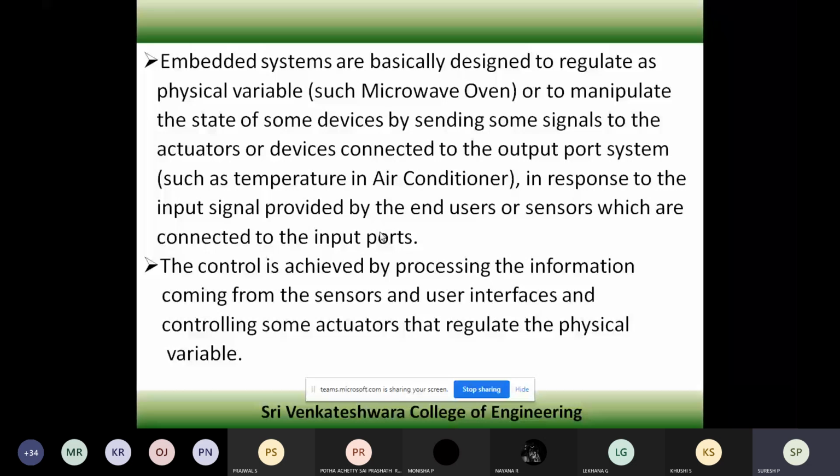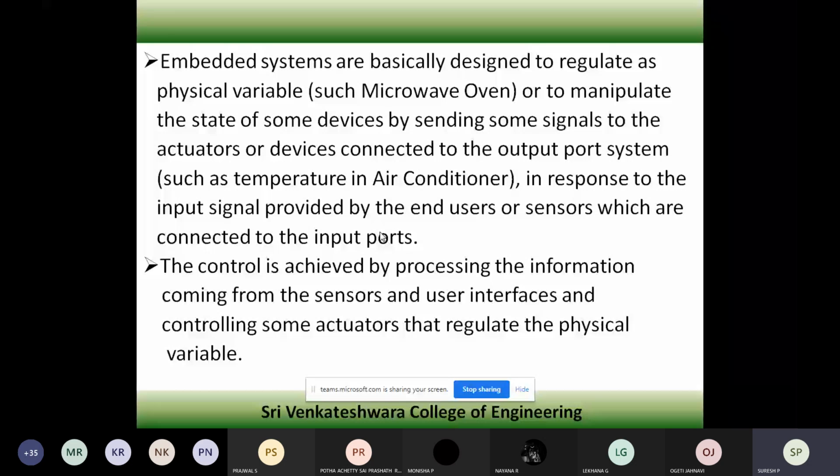Here the control is achieved by processing the information coming from the sensors and user interface, and controlling some actuators that regulate the physical variable, as I told you. The data will be received by the sensors. Whatever data it receives is processed in the system core. After processing, what action has to be taken will be done by the actuators.